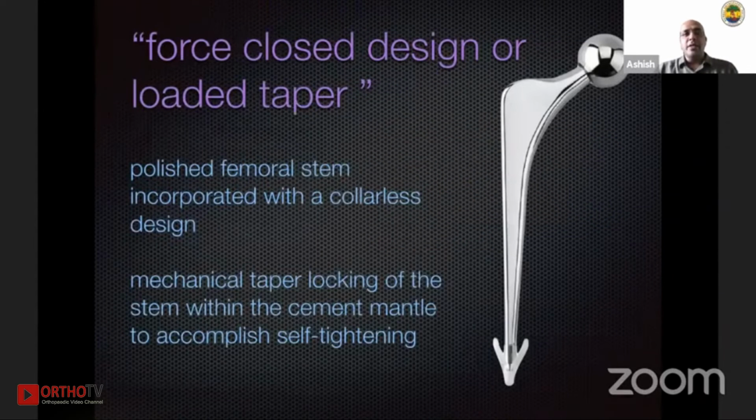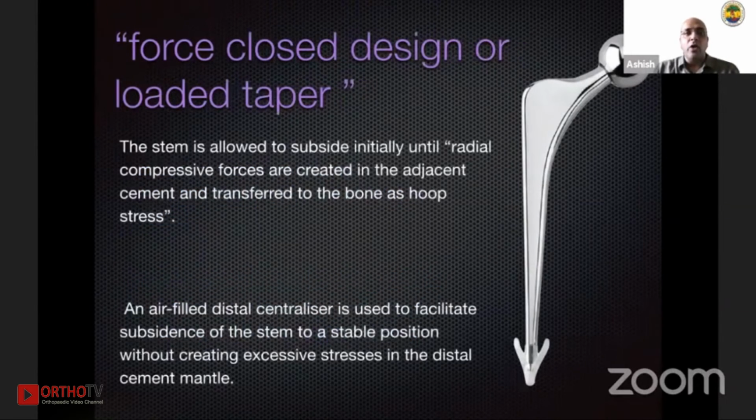The next concept is a force closed design or a loaded taper. Now you can see in the diagram that the stem is a highly polished femoral stem, and it is a collarless stem. It is a thin or narrow stem, and it has a mechanical taper. Therefore, when you put the cement in, the stem slips very easily into the cement. The cement does not stick to it, so it can subside within the cement mantle. And these are the stems that rely on a good cement mantle and the cement sticking to the bone, and this stem subsides within the cement.